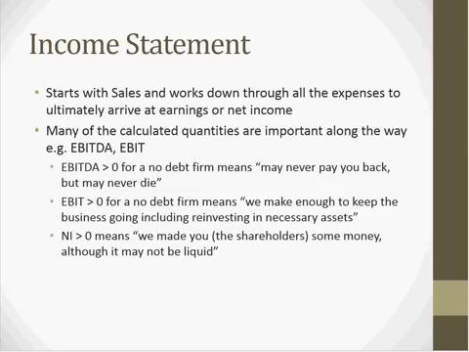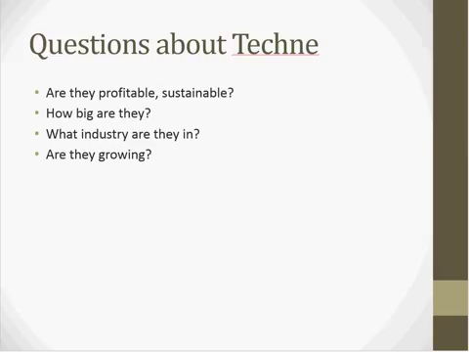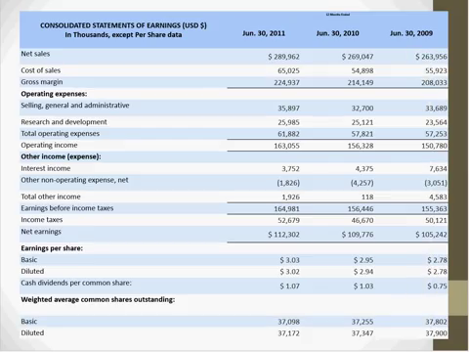Okay, so let's take a look at the financial statements from Techne and decide if we think they are profitable, sustainable, how big they are, what industry they're in, and are they growing? So let's answer the big question first. So a good way to think about size of a company is annual sales. So if you look at annual sales for Techne, in these statements, these are 2011 statements, we have net sales of just under $300 million.